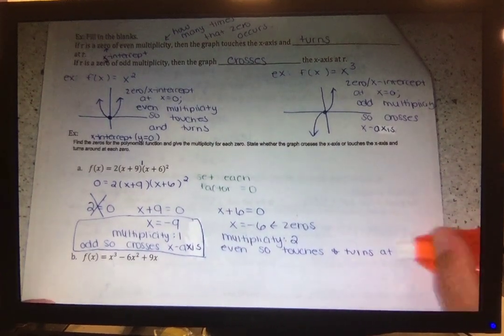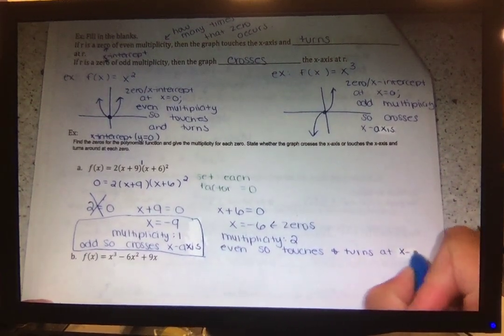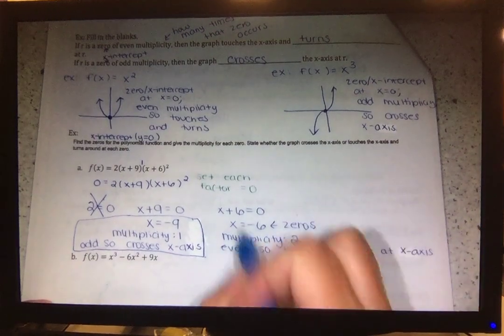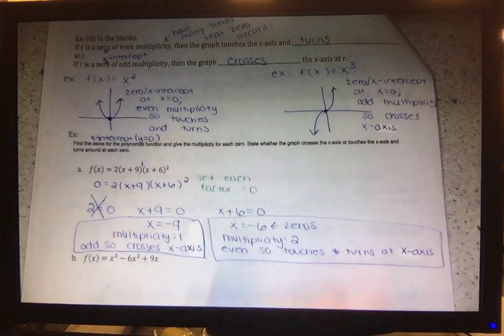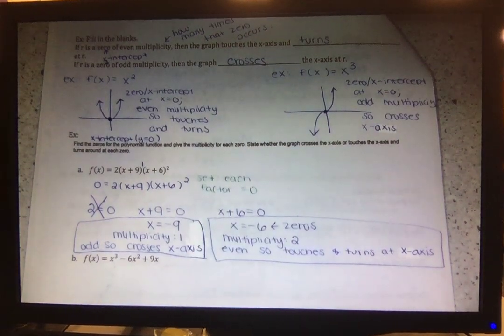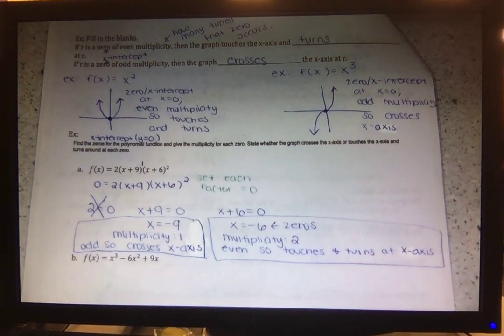Yep. You can write bounce. My math lab in this textbook just uses touch and turn as the words. Same thing. One thing that helps me remember it, though, is touches and turns is doing 2 things. Choose even. Crosses is doing 1 thing. 1's odd.